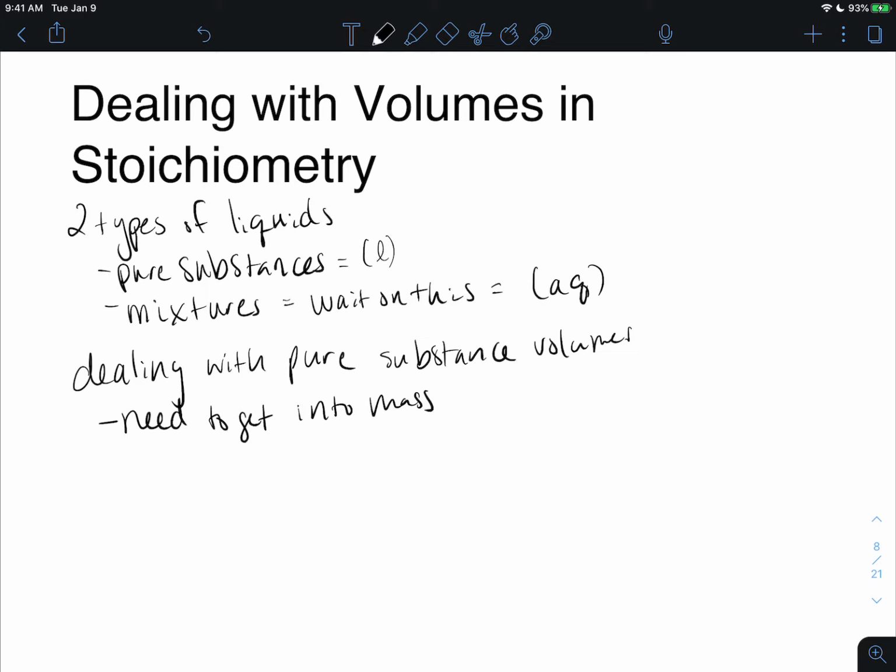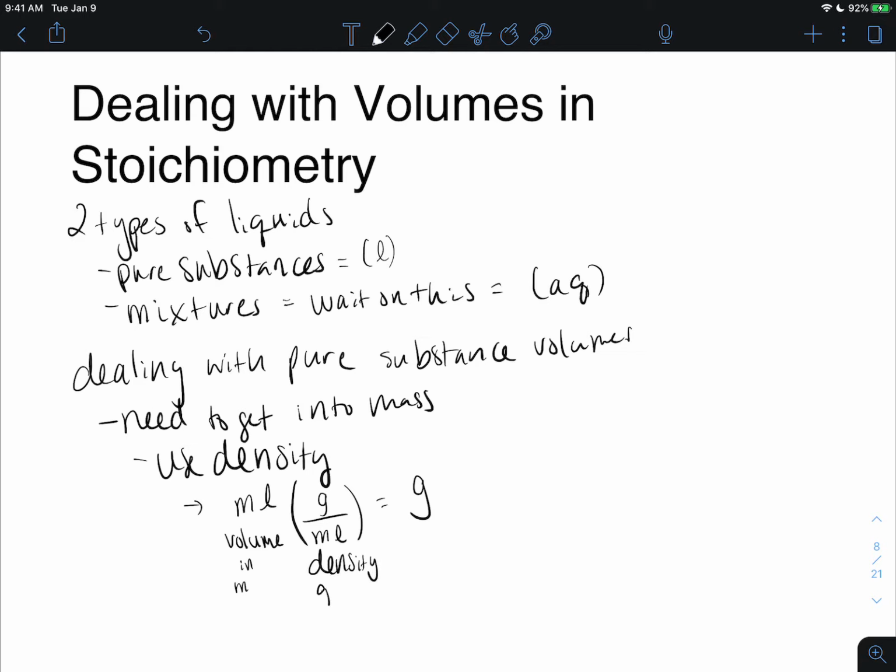And the best way to get a volume into a mass is to use your density. Remember, density is mass per volume. So if we have a volume, we use density, we can get into mass. So we're going to take our milliliters of our substance, multiply it by our density, which is in grams per milliliter generally, and that will give us grams. So it's our volume in milliliters. This is our density in grams per milliliter. And then this will give us our mass of substance.